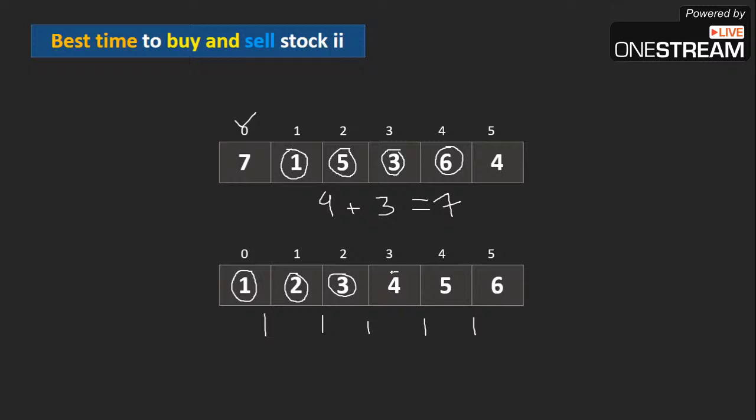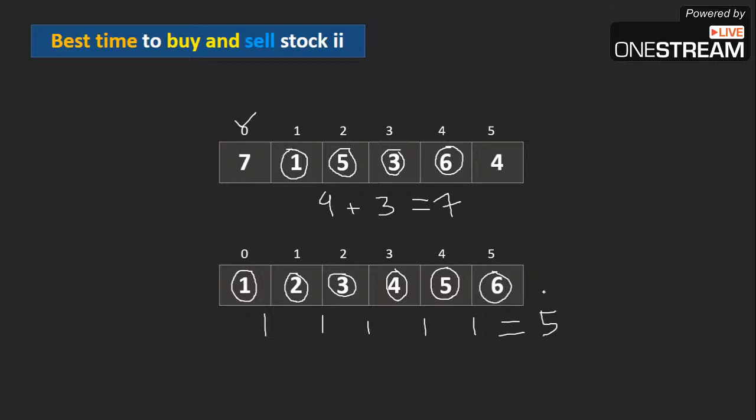We cannot engage in multiple transactions simultaneously. We have to sell the stock before buying one. Okay, so we're selling at 2 and we're buying at 2. It's allowed. So for this given array of integers, we have to return 5. This is the problem. Now how to solve this problem?